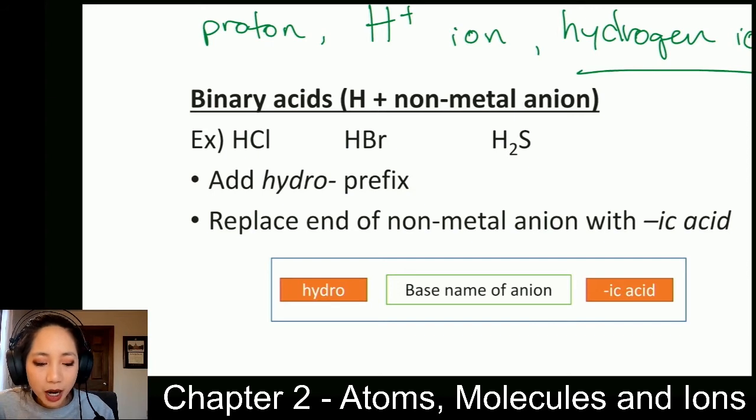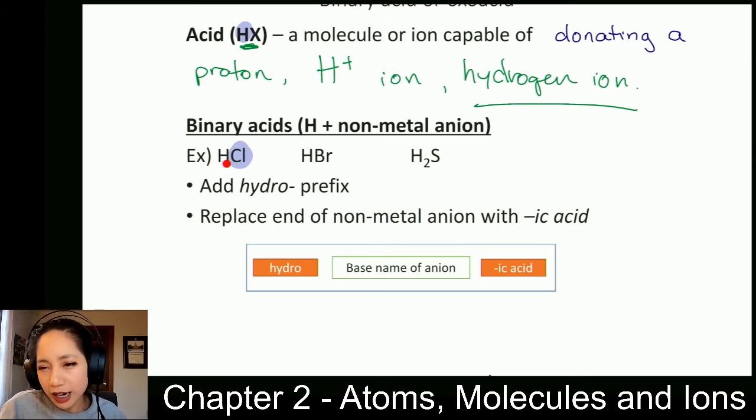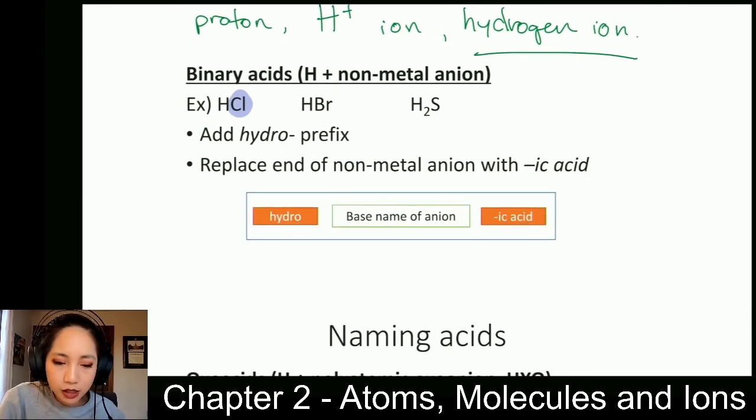So to name a binary acid, just one that has one element attached to it, we add a hydro prefix to the other element that is there, and then replace that nonmetal name with ic acid. So that we don't actually name the hydrogen anywhere. It's implied because we're saying it's an acid. So this is the whole setup for any of these binary acids. You start with the hydro prefix, the base name of the anion. So in this case, we have chlorine, bromine, sulfur, but replace the ending with ic acid.